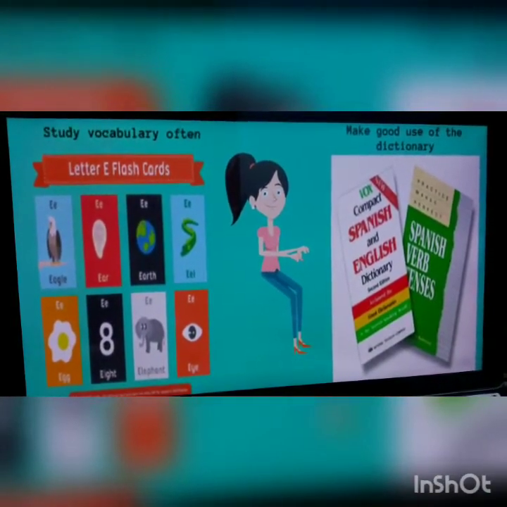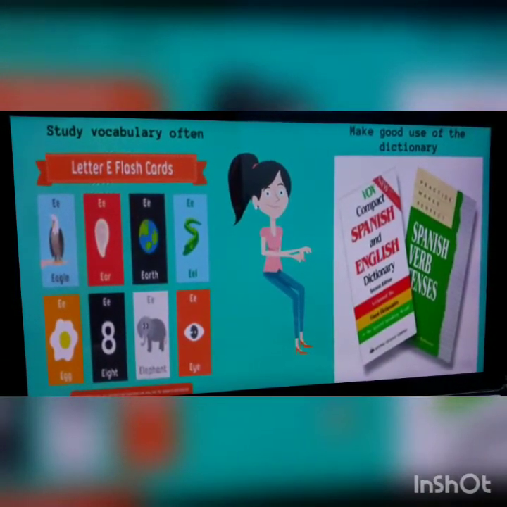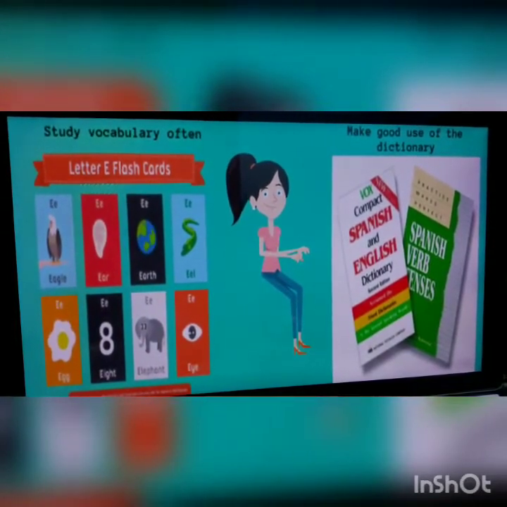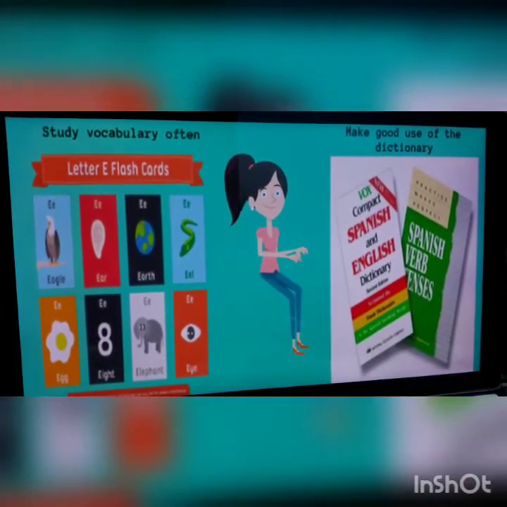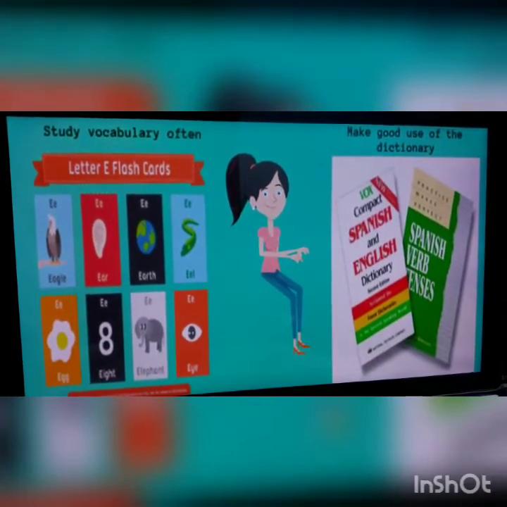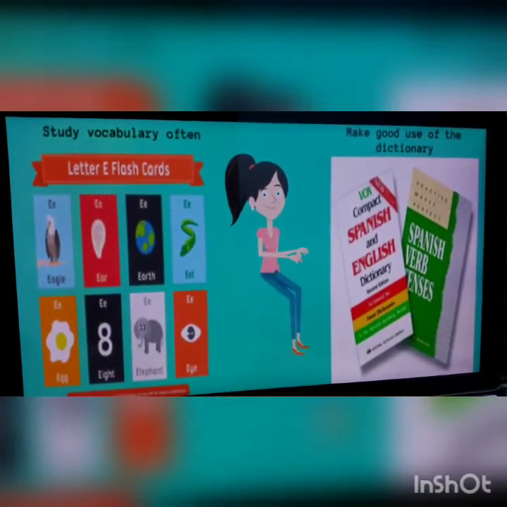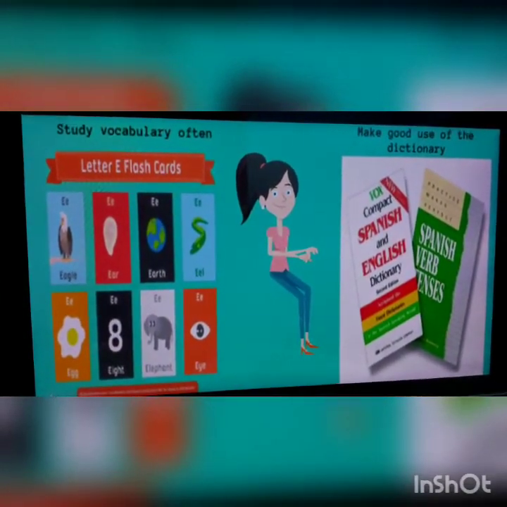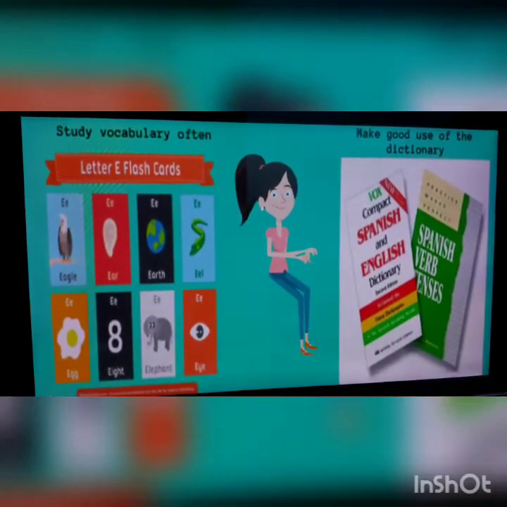It's important that you study vocabulary often. Use a vocabulary notebook and study cards to help you learn and review the new words. Make good use of the dictionary. Learn the pronunciation, spelling, and part of speech of the new words. Learn the different meanings and how to use the word.